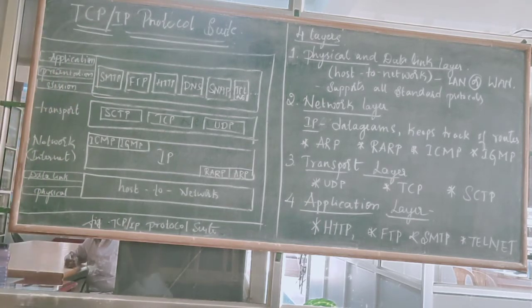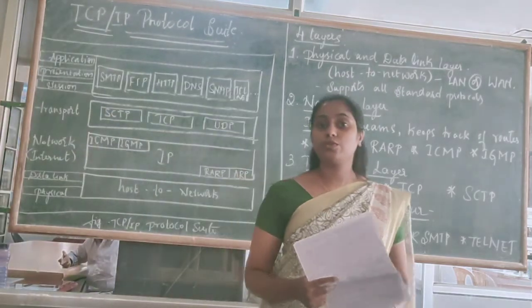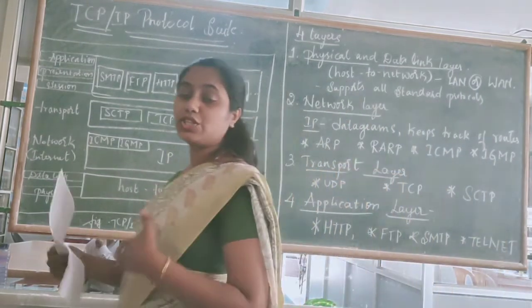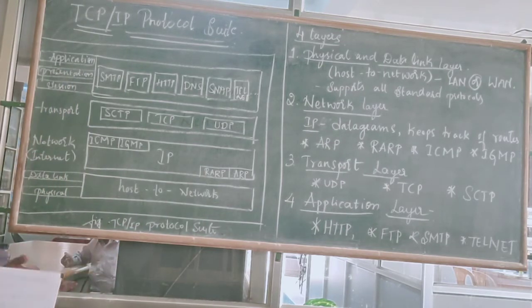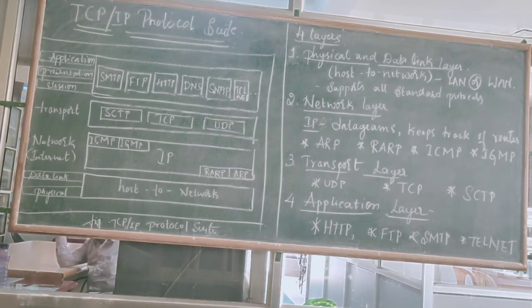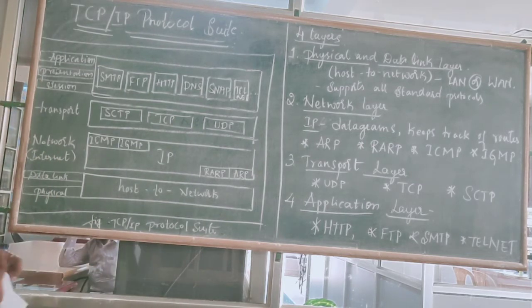So before the OSI model, this TCP IP protocol suite was introduced for the connection of networks. Okay, this was acting as a layered task for the connection of networks, same like the OSI model. But the difference is, in OSI model we had 7 layers, but in TCP IP model there was a combination of these layers and it was shrunk to only 4 layers.